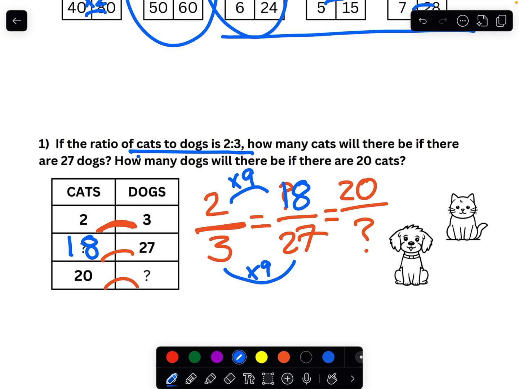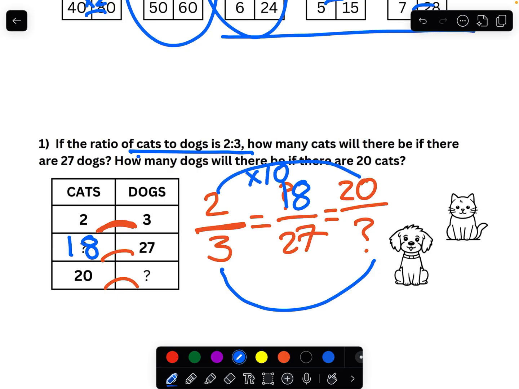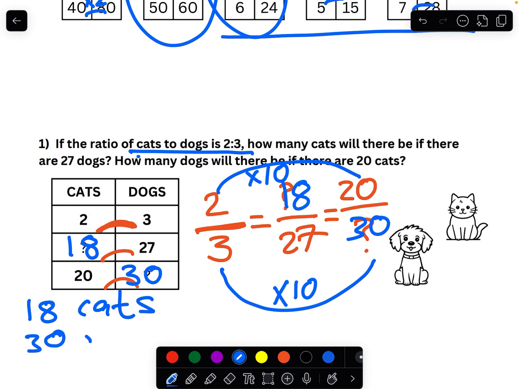And now, let me work my eraser here. We're going to go to the next one, which is we want to find out how many dogs there are if we have 20 cats. So we're going to go 2 to 20. I am multiplying by 10. So I'm going to multiply the denominator here by 10 and we get 30. And the answer is going to be 30. So to answer this question, if I have 27 dogs, I will have 18 cats. And if I have 20 cats, I will have 30 dogs.